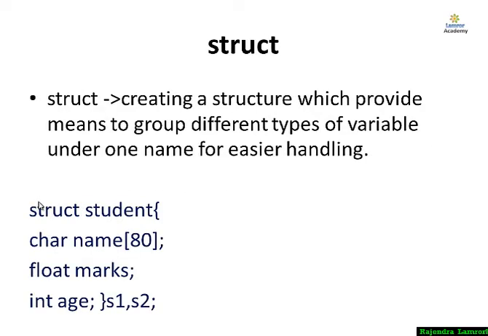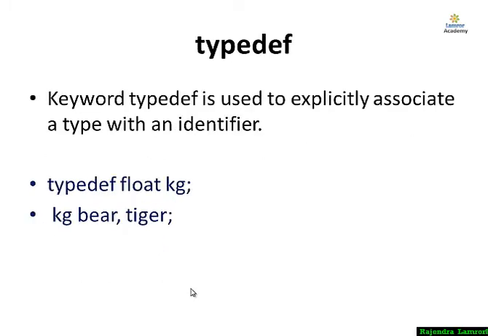Okay, structure. In a structure we can define more than one different type of variables in a single structure. Here is char name, float marks, int age. All combined, we are defining the structure student. So we are defining a group of variables. Typedef is used for changing the type name of variables. Here in typedef, float equal to kg. kg is a float type. If I put kg beer, it means beer is a float type. So internally kg works as a float.